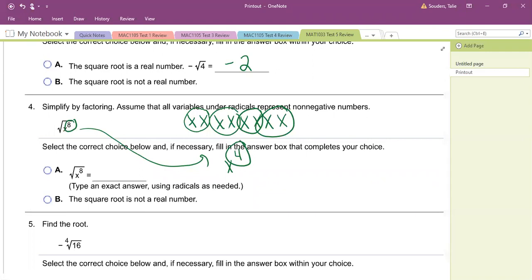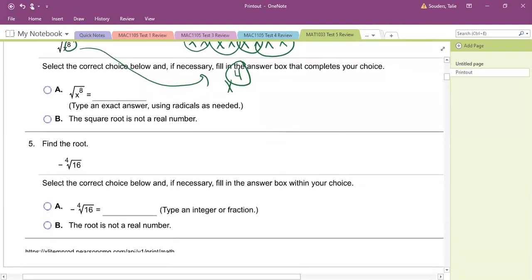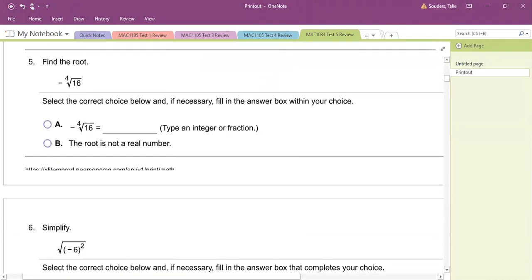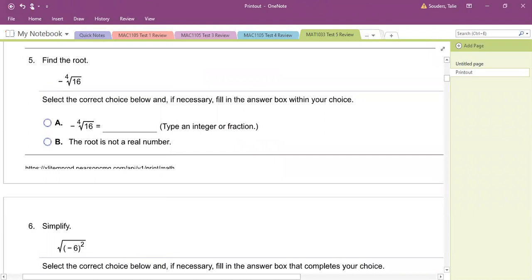If you guys have any questions, don't hesitate to ask, okay? So we're good so far? Okay, what about this one? Negative the 4th root of 16. So what number times itself 4 times gives us 16? 2. And then the negative stays, right?